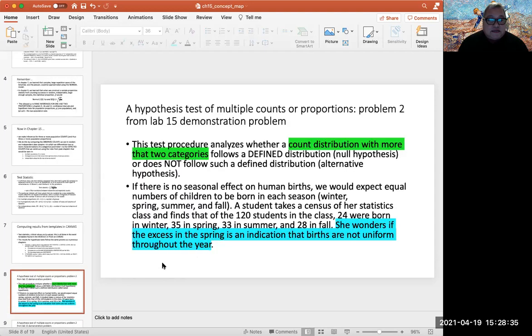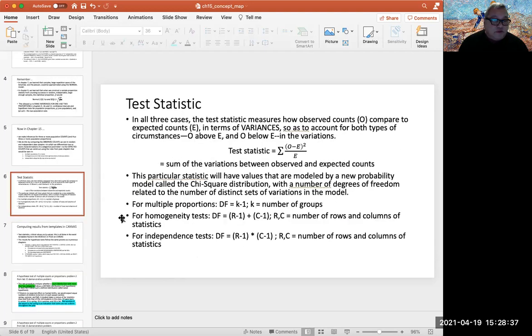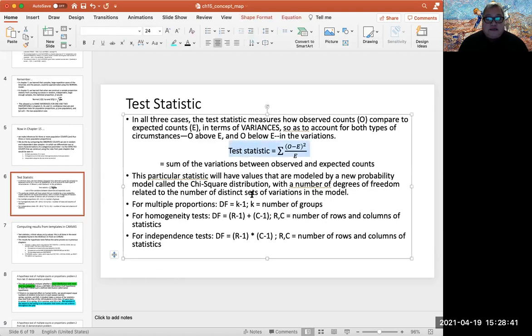The test statistic is what we denote by chi-square, a variance, essentially, between what we observe in the data and what is expected according to the structure of these three varieties of problems that we look at.